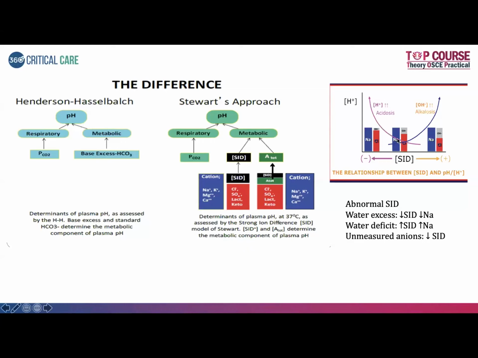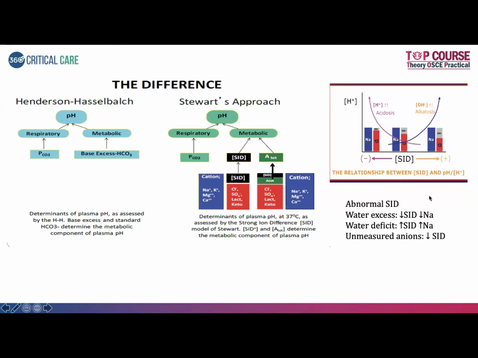So this you can see, if the strong ion difference is more negative, it is more acidosis. If it is more positive, it is due to alkalosis. Whenever there is a variation in water content in the body, whether it's excess or low, or a change in the sodium levels, that can change the strong ion difference. So this explains the concept of normal saline induced acidosis.